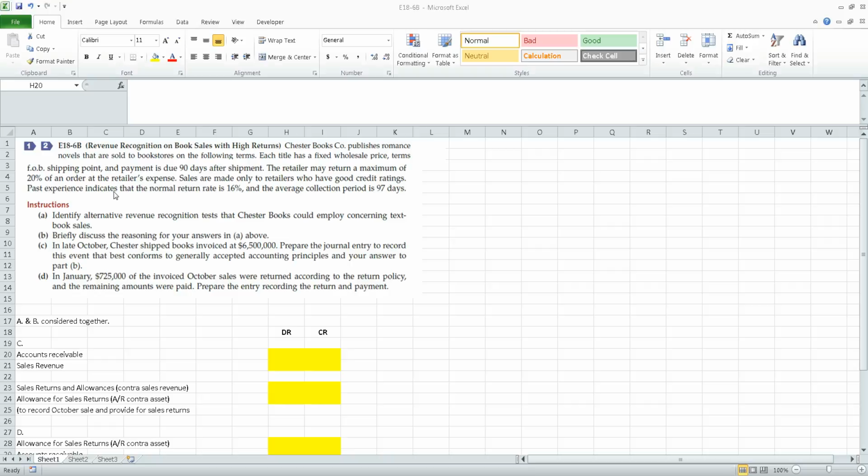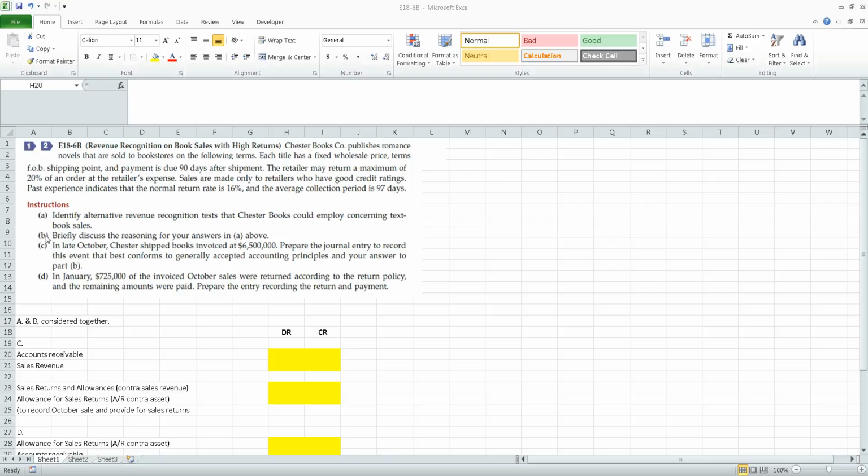we find that year in and year out, although up to 20% of an order can be returned, on average the normal return rate is 16%, and it normally takes us about 97 days to collect on our receivables. Okay, so those are the basic facts, and part A and B here ask us to consider how we should account for this, and then C and D asks us to book the transaction.